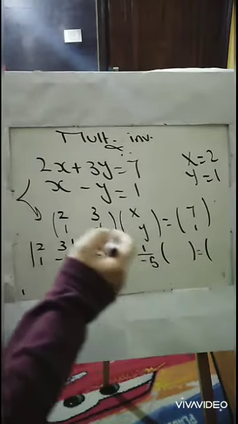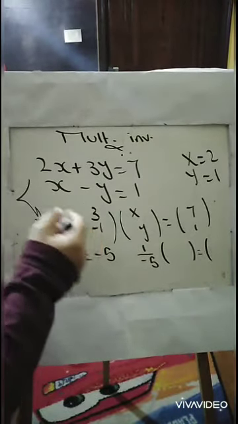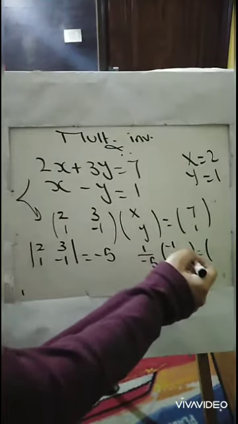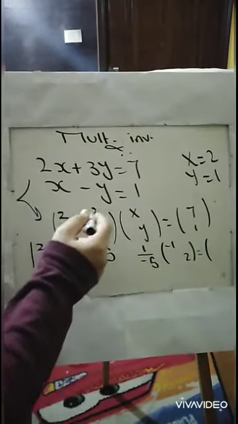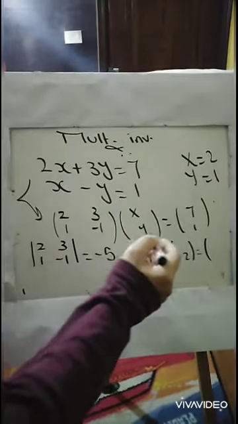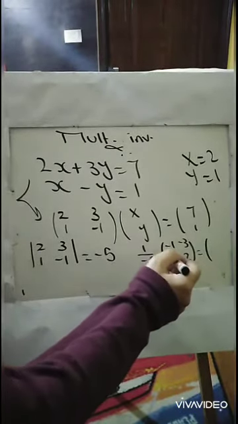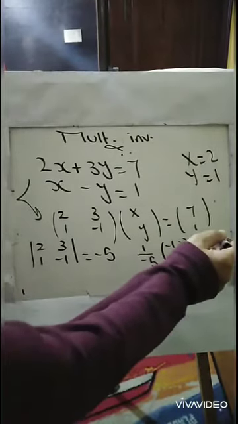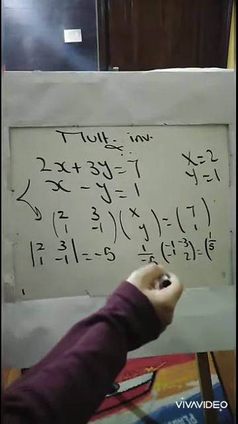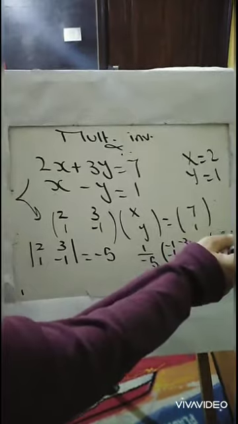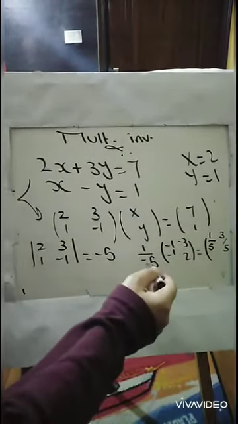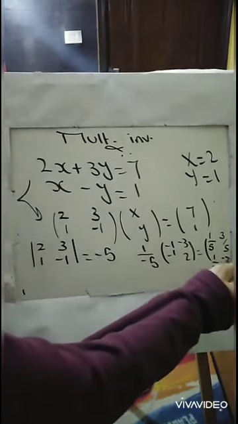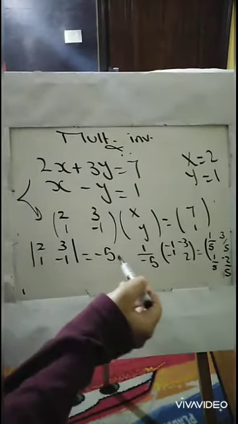Some changes in the matrix: the main diagonal will change, so negative 1 will go up and 2 goes down, and change the sign of the minor, so it will be negative 3 and negative 1. If you multiply now, 1 over negative 5 times negative 1 is 1 over 5. 1 over negative 5 times negative 3 is 3 over 5. 1 over negative 5 times negative 1 is 1 over 5. And here it will be negative 2 over 5. This is the multiplicative inverse.